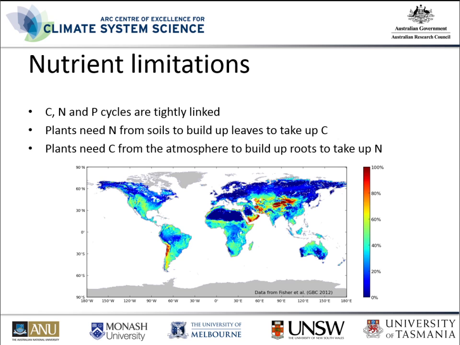But at the same time, they need carbon from the atmosphere to build up the roots that allow them to take up nitrogen. So this is a very tough balance between processes, roots and leaves processes. And in this paper by Jeff Exbrayat, this shows you an evaluation of how much nutrient availability limits plant production in the world. The more red it is, the more we would benefit from putting fertilizer on those areas to improve how much plants are growing.